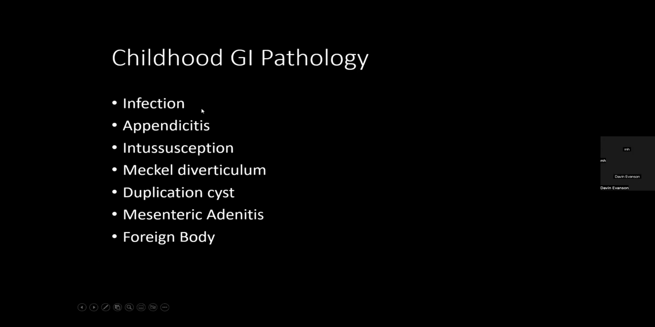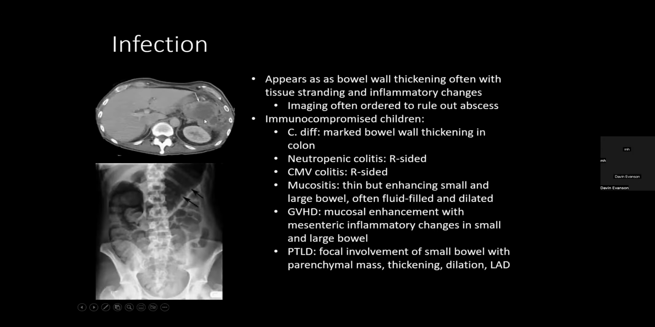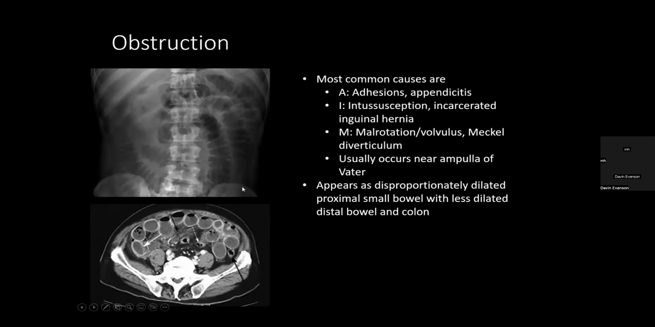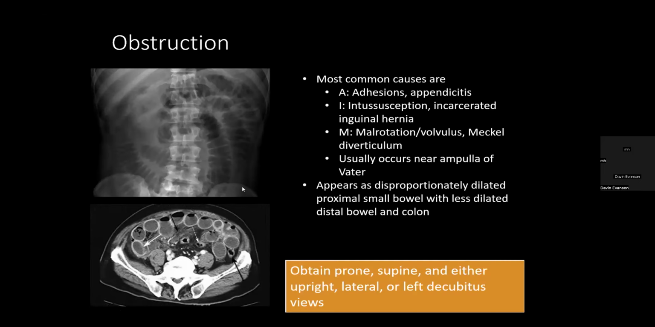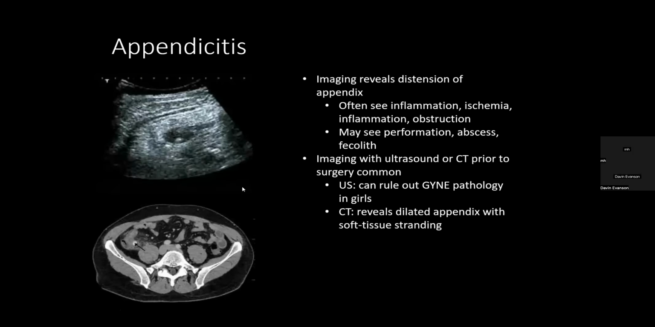Okay, some other GI pathologies we'll go over. So infection, long laundry list, obstruction, talked about the rule of threes. We go over this in the surgery module as well. Important to know how the film was taken, upright or supine.